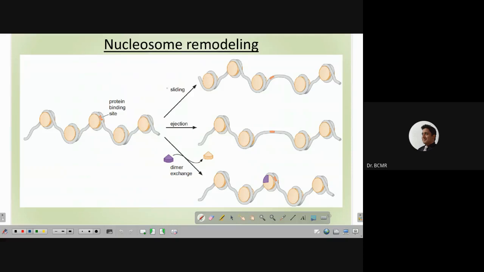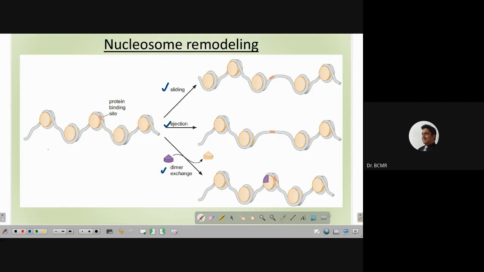Here are three models of remodeling possibilities. One is sliding, the other is called ejection, and the third is called dimer exchange. So these are three remodeling complexes, and these are kind of models. Some people propose some, and the possibility is that all three might be there. With more knowledge in the future, probably these will be modified as well. But for the moment, we will understand it this way.